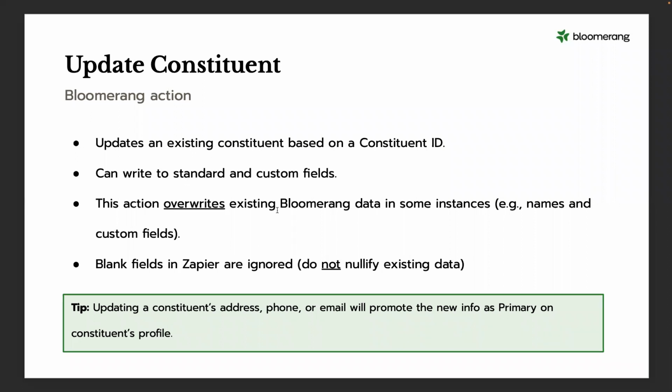Blank fields in the update constituent Zap are ignored. They're not going to delete or remove data. And when it comes to address, phone, and email, updates won't overwrite the existing data in Bloomerang. What it does is, if it's new address, phone, or email information, it will become the primary on the constituent's record, and the existing information will be demoted and become a secondary address, secondary phone, or secondary email.